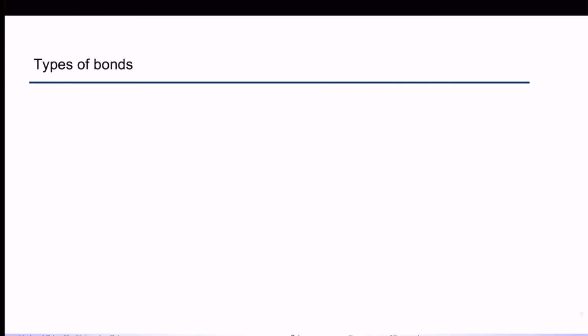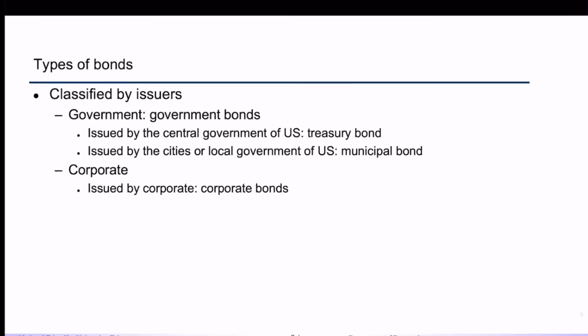We can classify them by issuers. If classified by the issuers, they can be issued either by government or by corporate. If it is issued by government, we call it government bonds. In more detail, if it is issued by the central government, for example in the US, we call it the treasury bonds. If it is issued by the city or local government of the US, we call it municipal bonds. And another type of bonds is called corporate bonds, which are issued by firms.